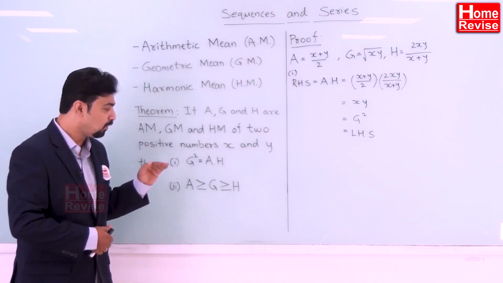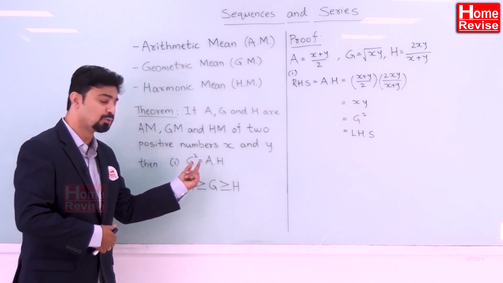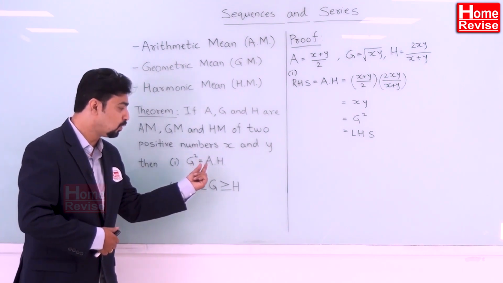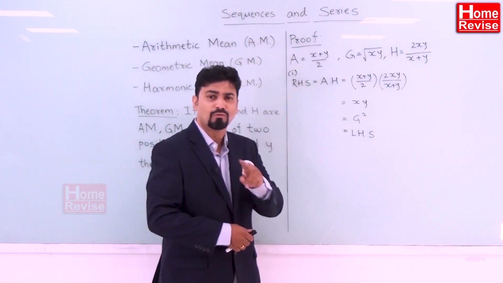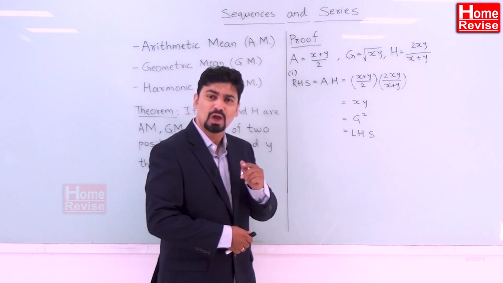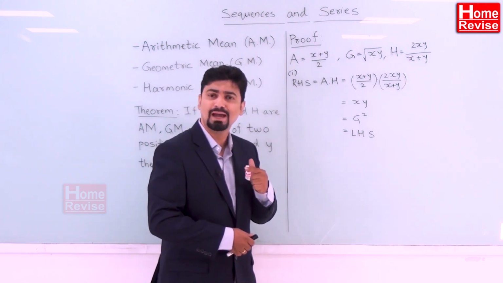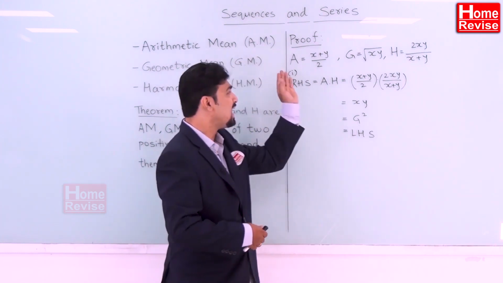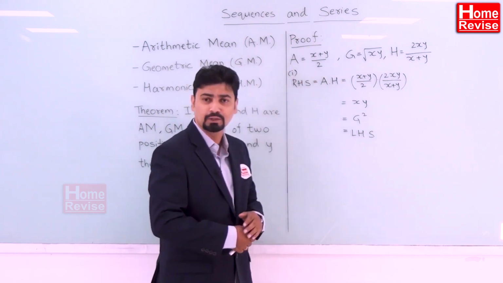So let us see the proof of this. Let us first take up the first proof, which is G square is equal to A into H. Now for two positive numbers x and y, we know that the AM, GM and HM are given by A is equal to x plus y by 2.